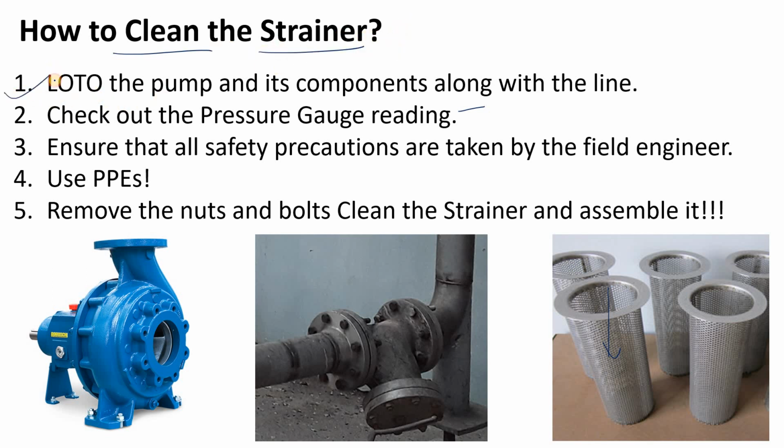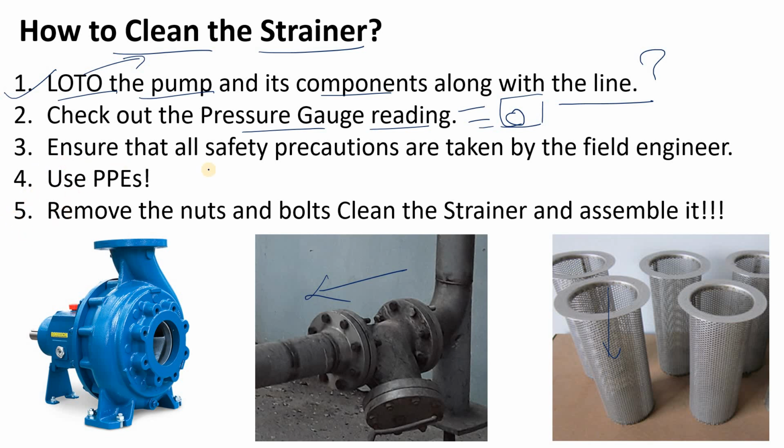So first we do the LOTO. Okay, LOTO to the pump and its components along with the line. Suppose there will be the inlet valve, the outlet valve, and the pump connection. So we will provide the LOTO. This LOTO will be provided by the process or the production department. Then the production department person or the field engineer will also ensure that the pressure gauge reading is 0, so that there is no pressure within the pump, and within the inlet line as well as the outlet line.